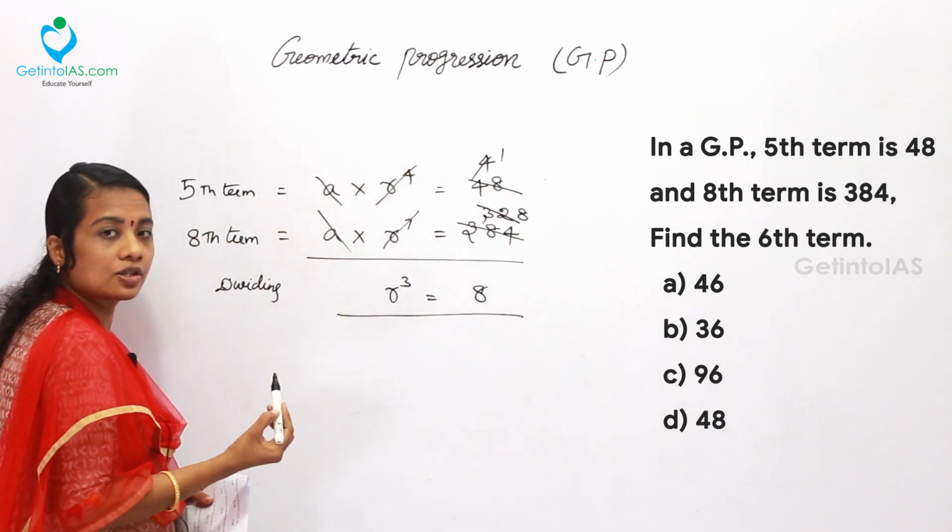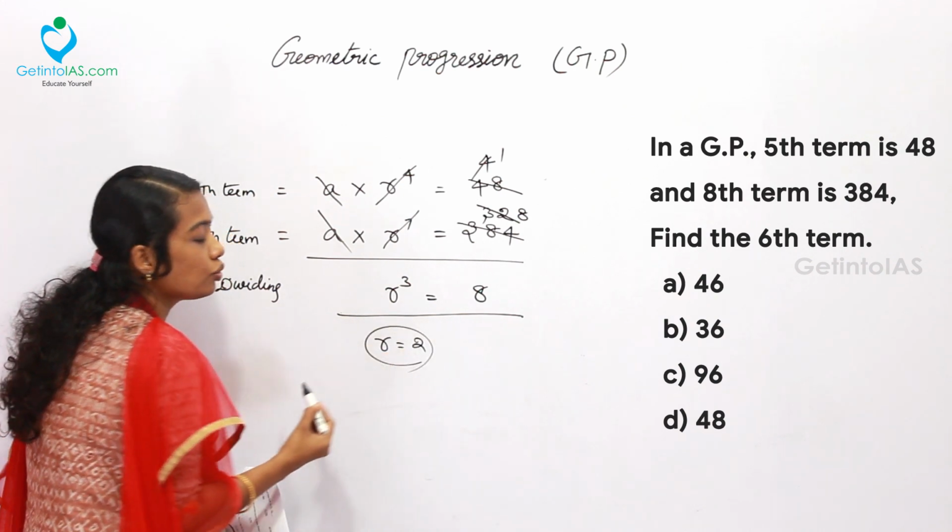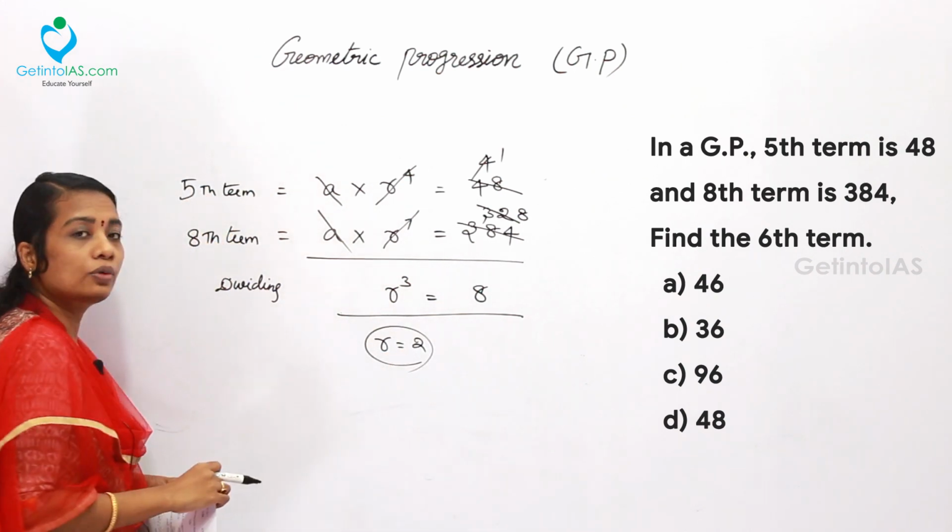R cube is 8. What is R? R is going to be simply 2. That's all. So now we have found R.